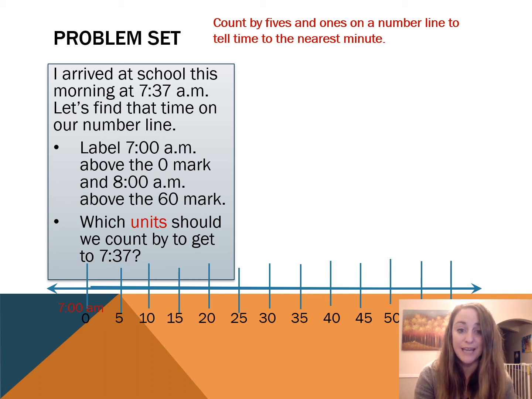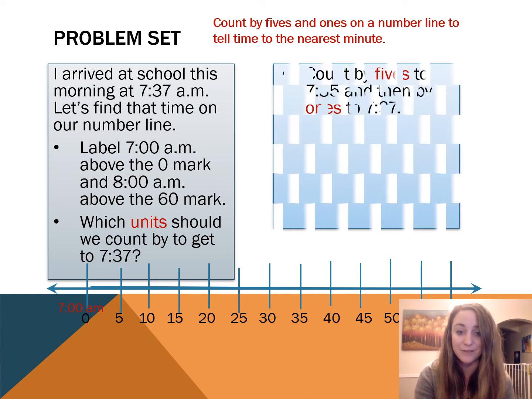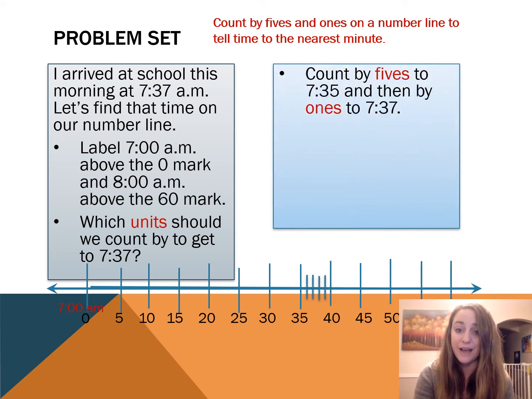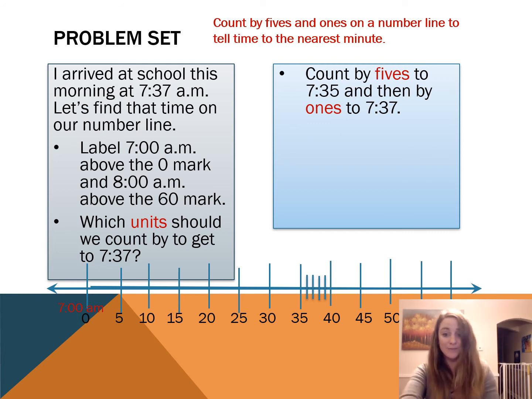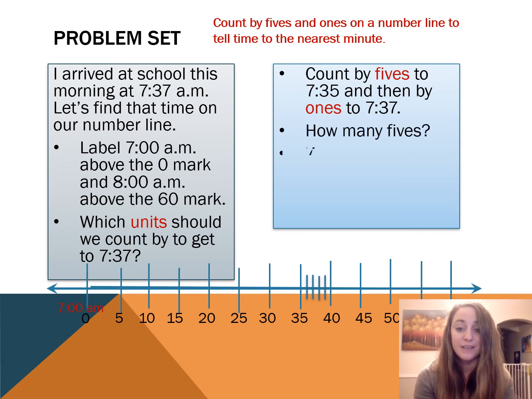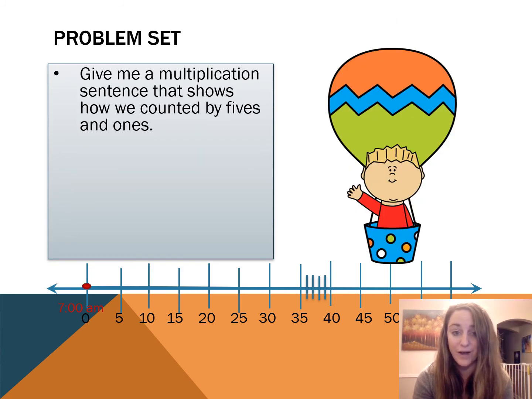Which unit should we count by to get to 7:37? We should count by 5s to 7:35, then by ones to 7:37. 5, 10, 15, 20, 25, 30, 35. And then add the ticks and start counting by ones. There were 7 5s and 2 1s.